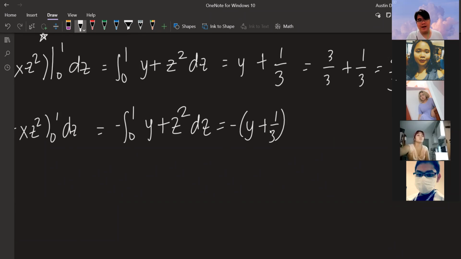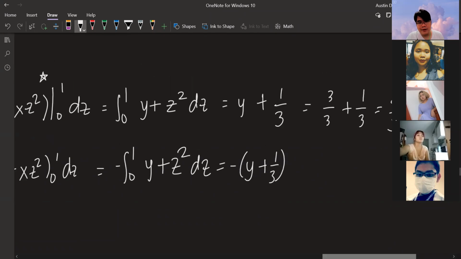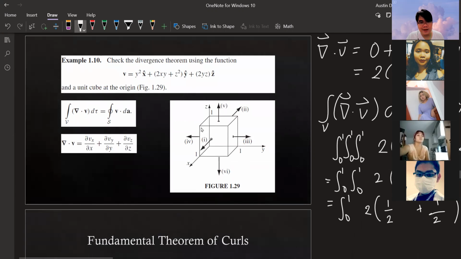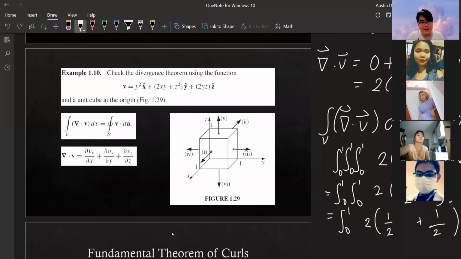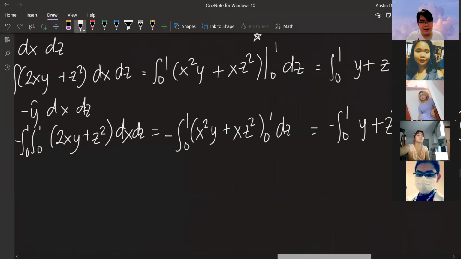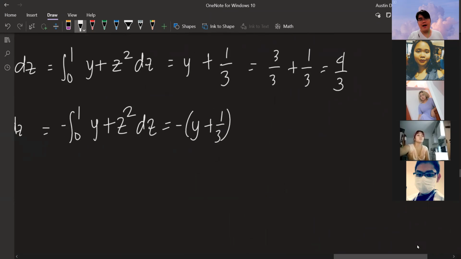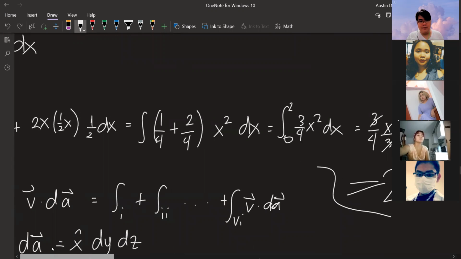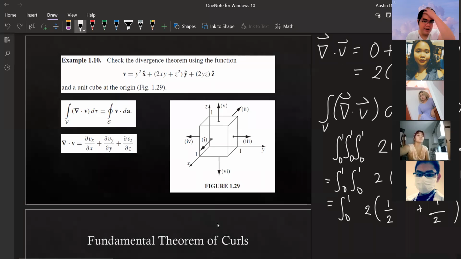So negative lang yun. And then I pick y. And looking back, yung y mo ngayon will be on this side, yung side na to. So there, ang value ng y natin is just 0. Tama ba? Kasi nasa origin ka. So yung y value mo will be just 0. And then evaluating that, I'll have negative 1/3. Very nice. Okay? Okay, last two. 5 and 6.